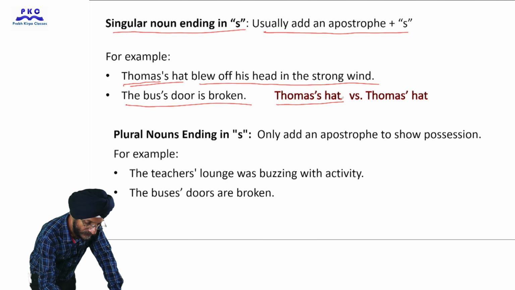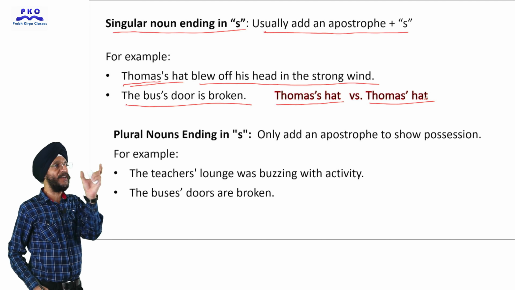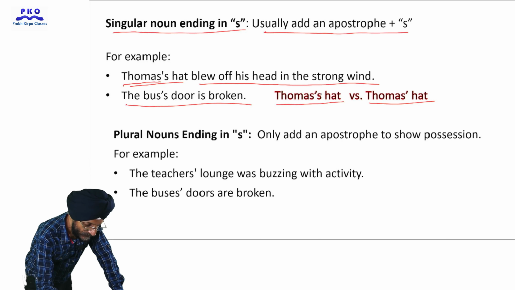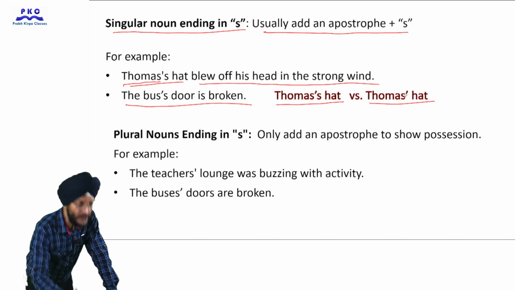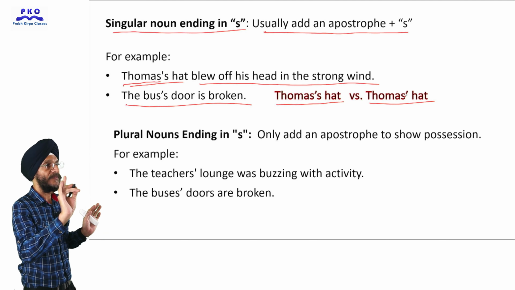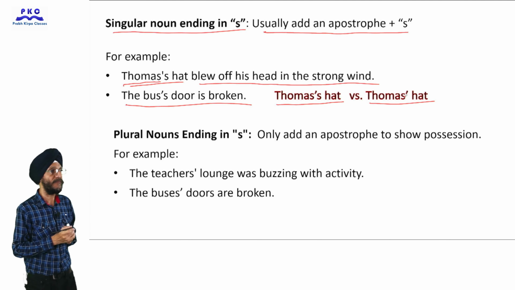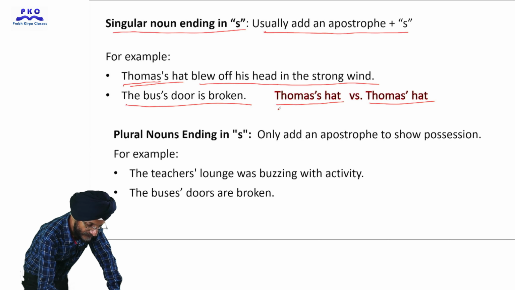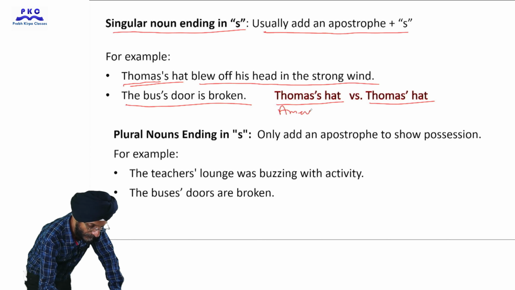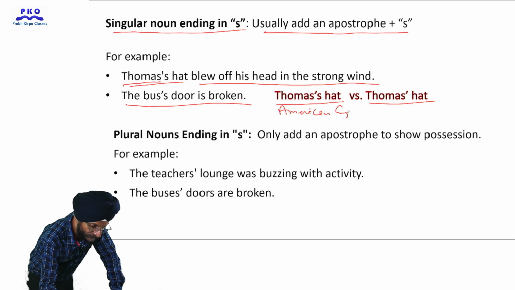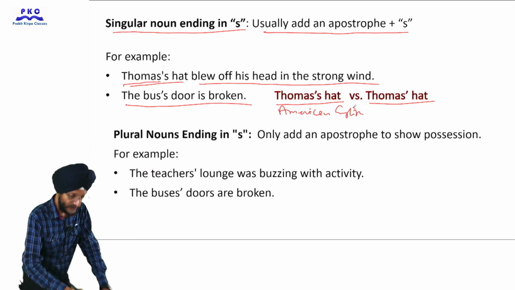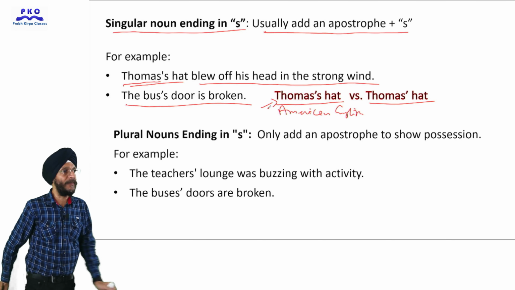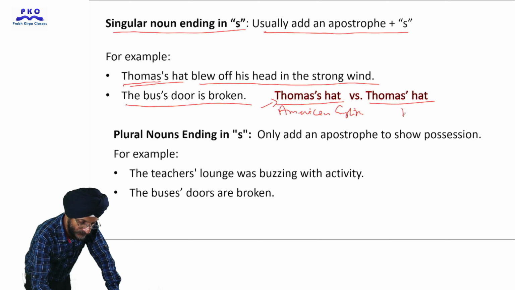Now here we have written Thomas's hat in two ways. In one, Thomas apostrophe S. In the other case, Thomas apostrophe S is not there. S has not been added, Thomas' hat. Now, this is the method which is used in American English to show that this hat belongs to Thomas. This is used in American English, and this type is used in British English.